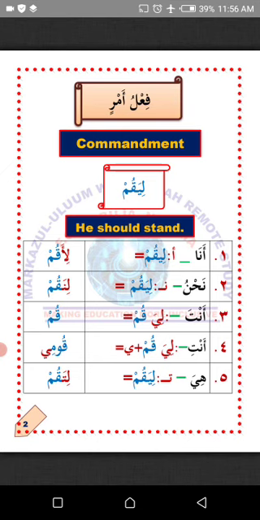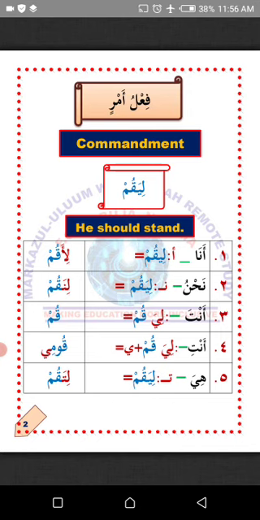Number three. Anta, you, representing a single male person. So how do we change the verb liyakum to suit anta? All you need to do is to detach lamun and yaun. So the verb liyakum will now become kum, which means stand up, commanding a single male person.